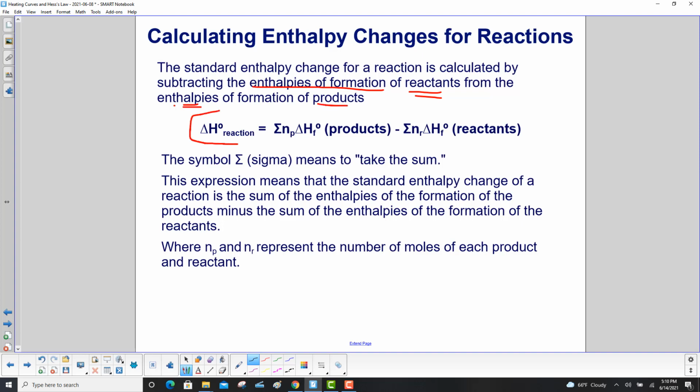So here's Delta H reaction naught. It's equal to the products minus the reactants. Sigma still means take the sum. Hopefully you've seen that before in your science courses. The expression means that the standard enthalpy change of a reaction is the sum of the enthalpies of formation of the products minus the sum of the enthalpies of formation of the reactants. N sub P and N sub R represent the number of moles of each product and reactant.